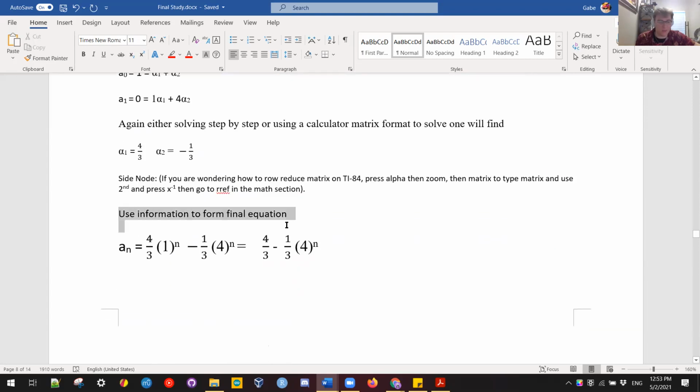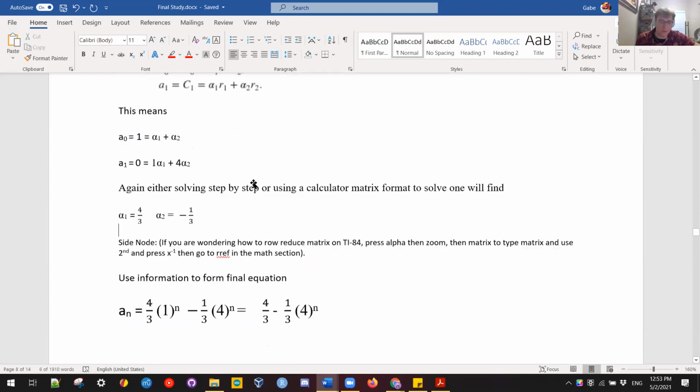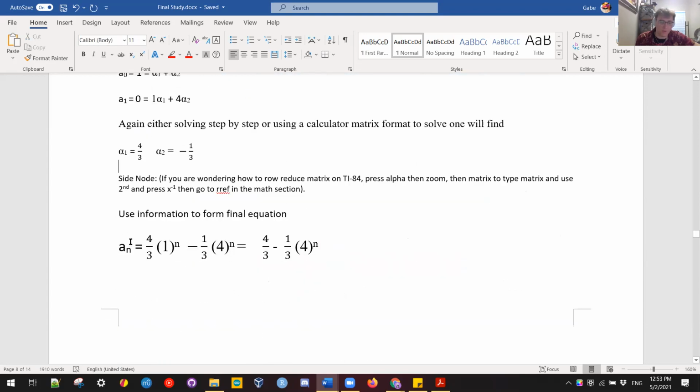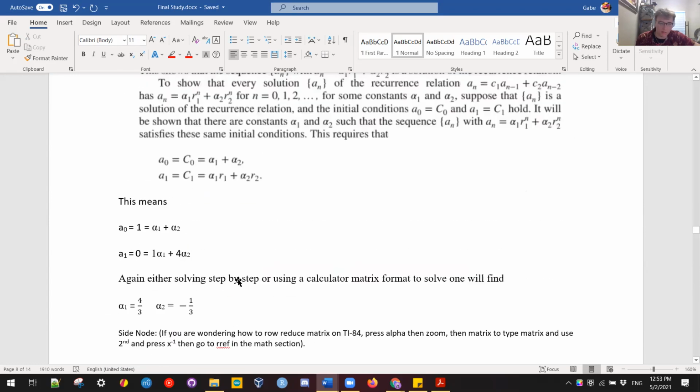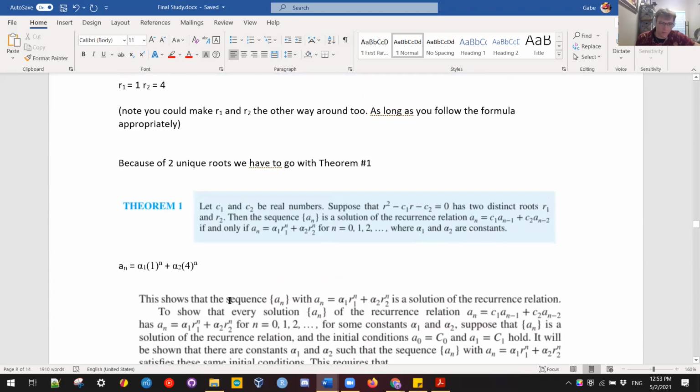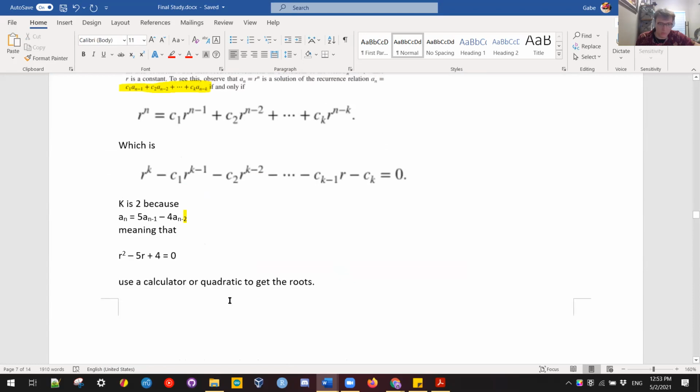So you can use the alphas and then use the R's, and you just plug it in and you're going to get this. You're going to get 4/3 minus 1/3 to the 4n, and this is because 1 to the n is just 1. And there we go. So cool. That one is a little crazy, but it's very similar to homework 8, which hopefully we'll be able to go over.